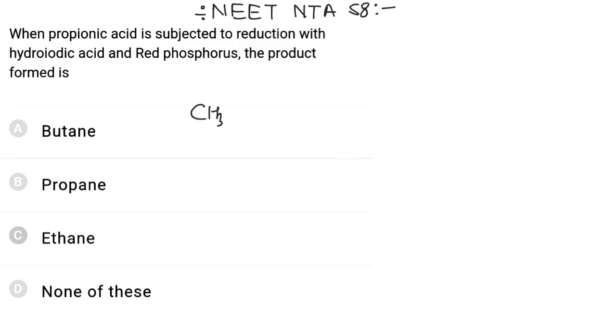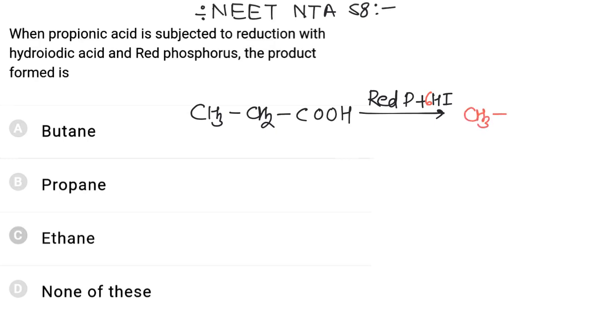So propanoic acid, CH3CH2COOH, when this molecule is treated with red phosphorus and HI. Now red phosphorus and HI act as a strong reducing agent. Now we have to use 6 equivalents of HI, so it will be converted to the alkane CH3CH2CH3.